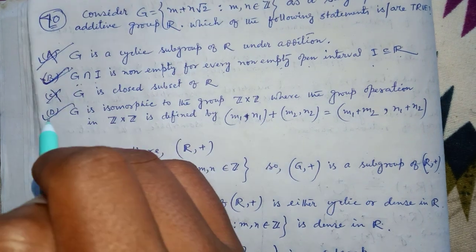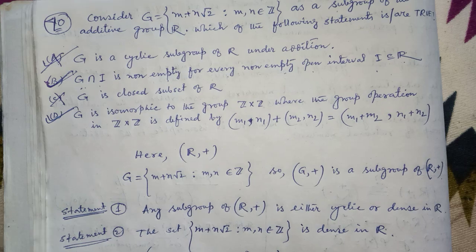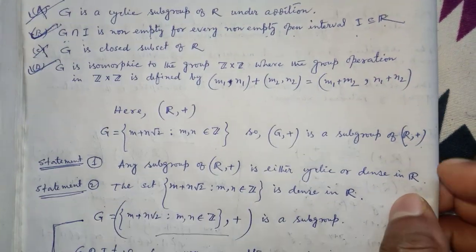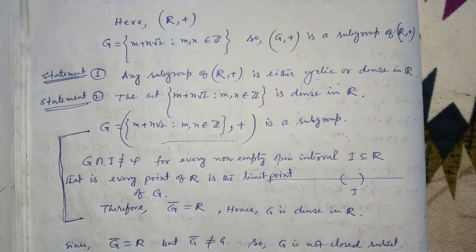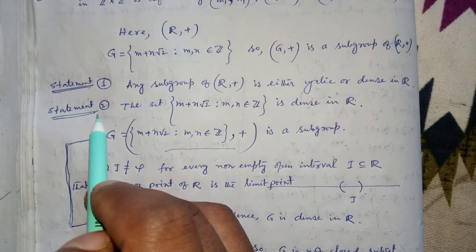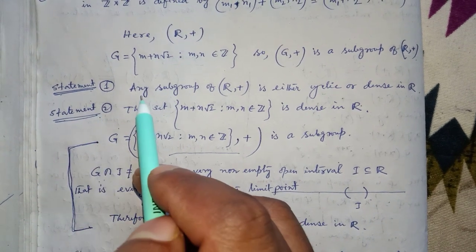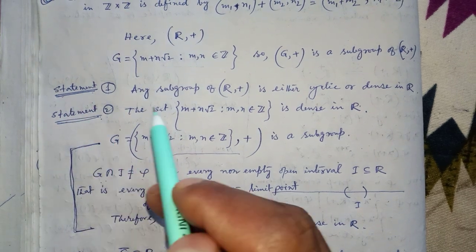So here option B and option D are true and option A and option C are false. And we will make another video to prove statement 1 and statement 2.